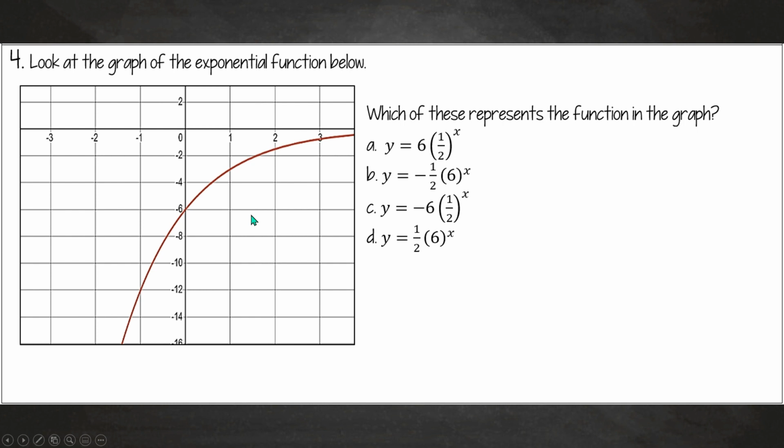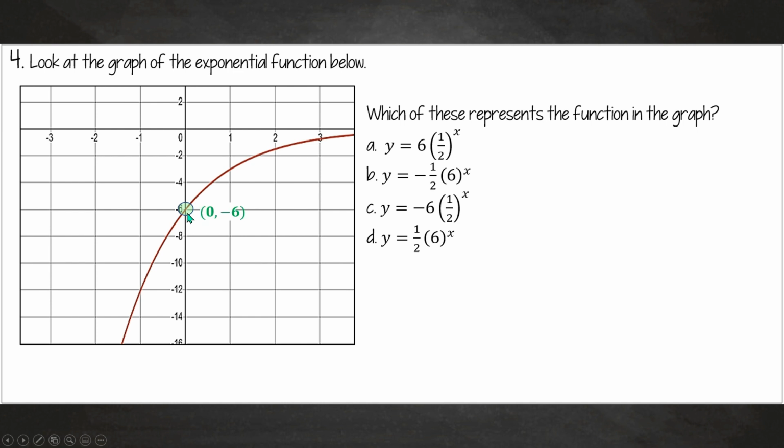Okay, looking at question number 4, a few students were confused here because they immediately wanted to look at the ratio. But for this particular question, I am going to encourage you to first look at the graph and look at your y-intercept. And our y-intercept here is clearly -6.